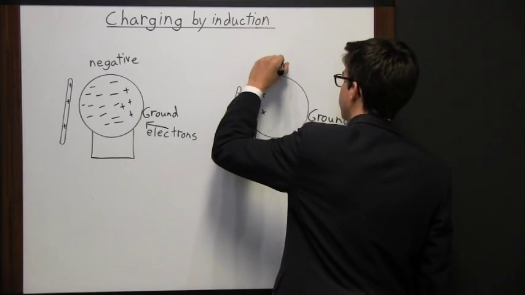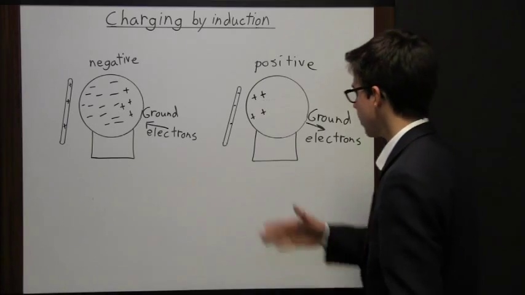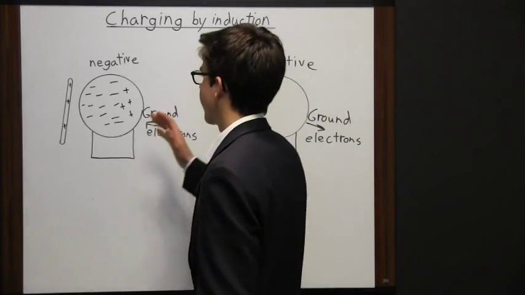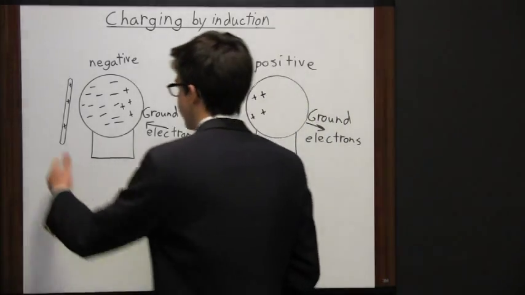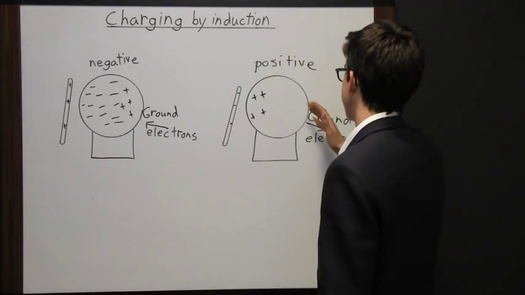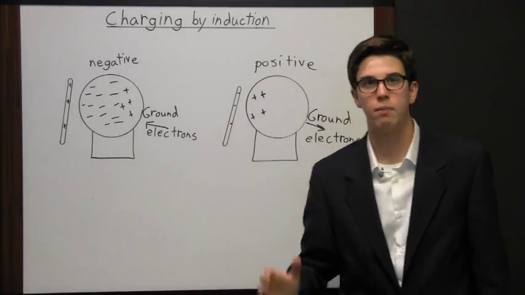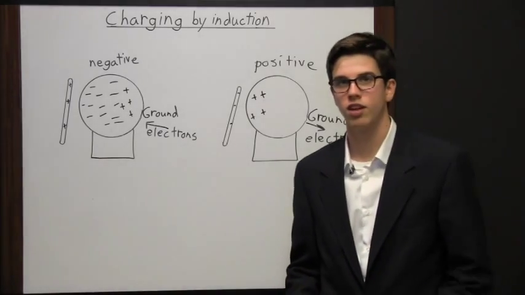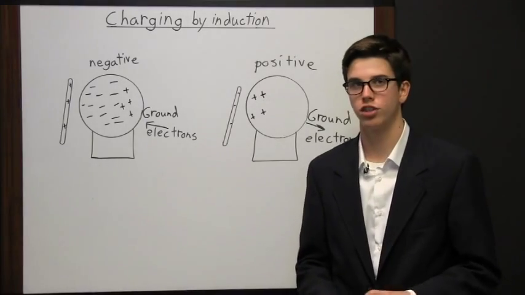So what you can notice here, when you charge by induction, the sphere is going to end up with a charge opposite of that of the outside source. So here, a positive charge came in, but the sphere ended up being negative. And here we had a negative rod, but the sphere ended up with a positive charge. And so the charge is always going to be opposite that of the charging rod.